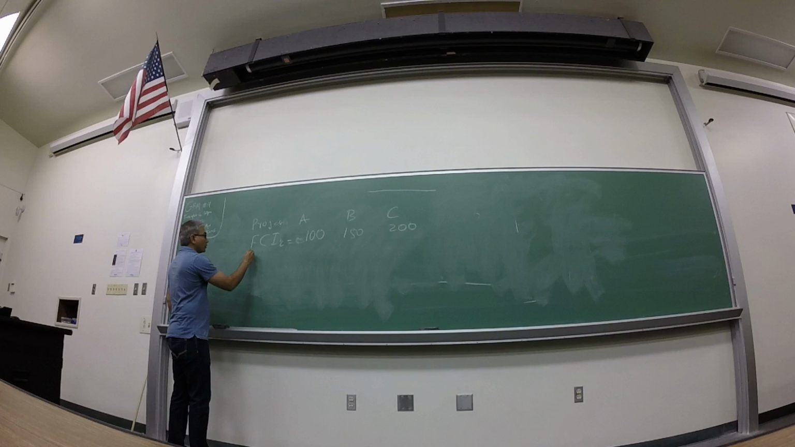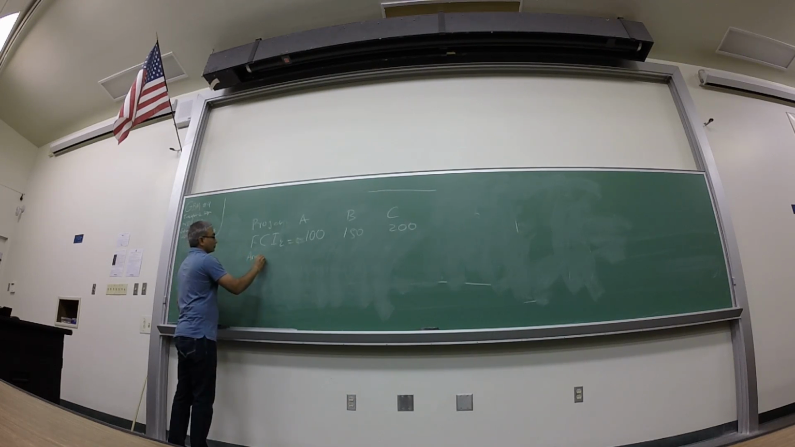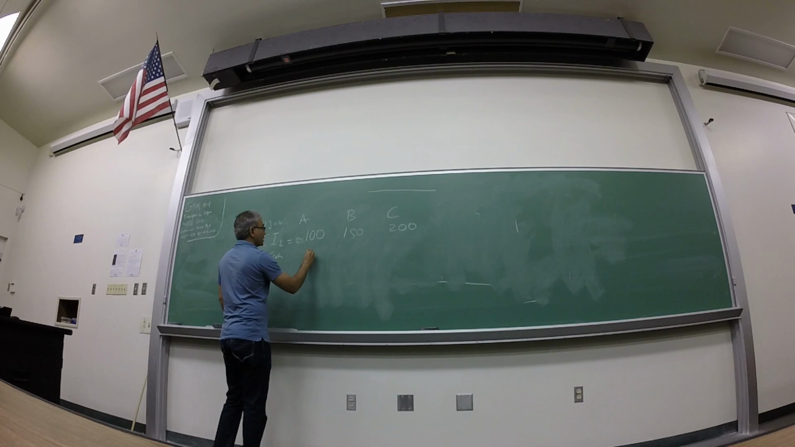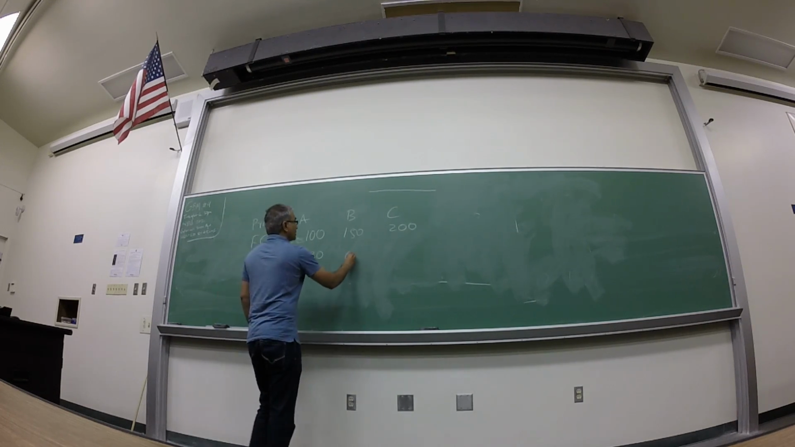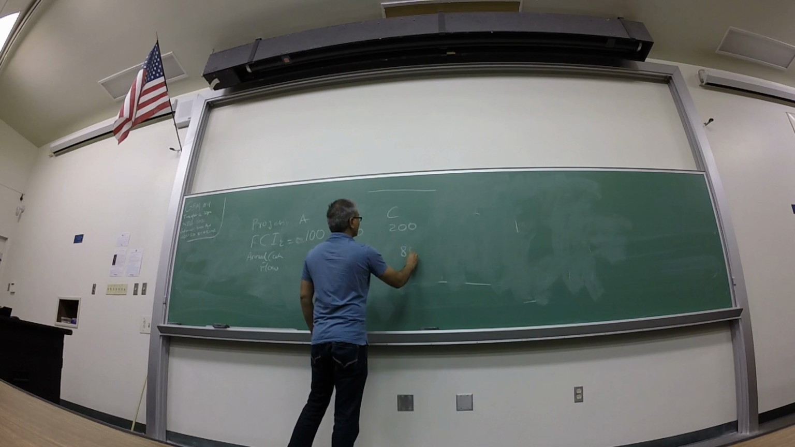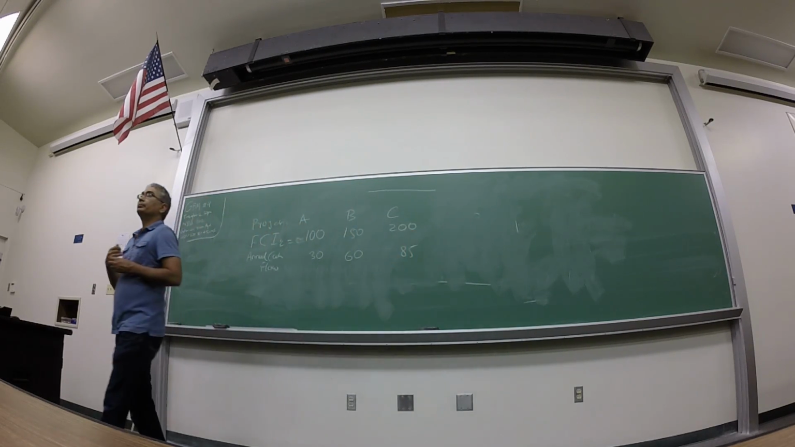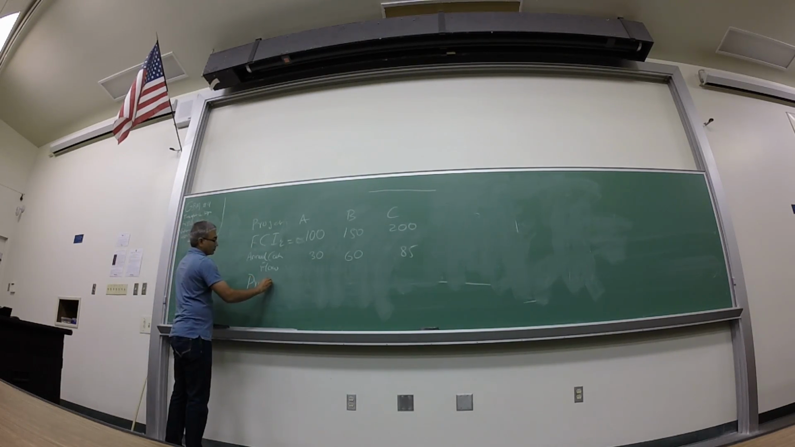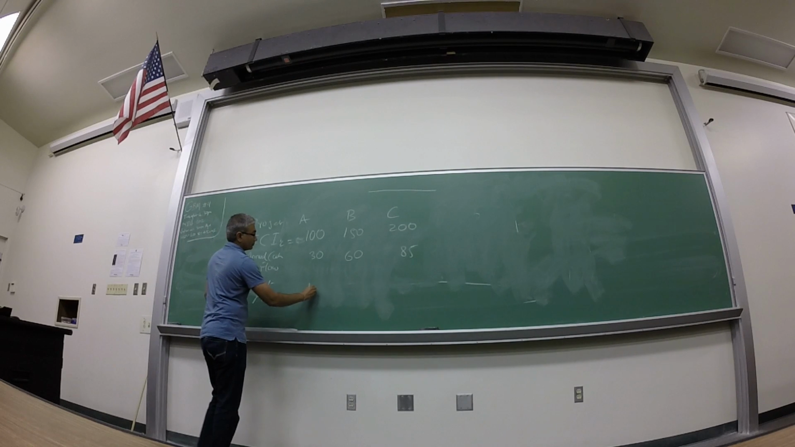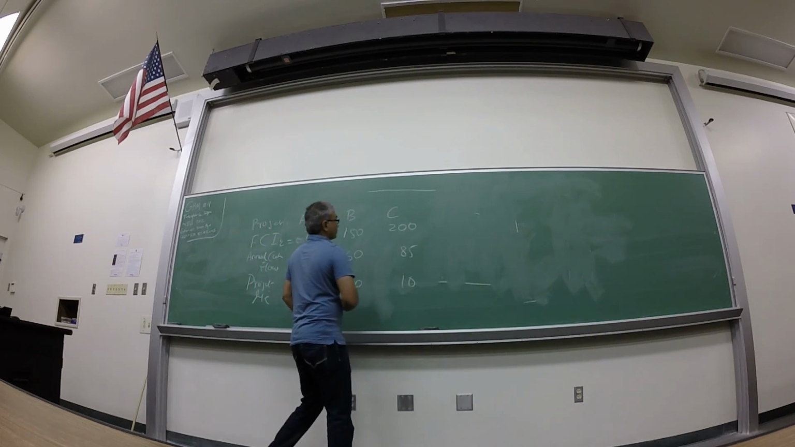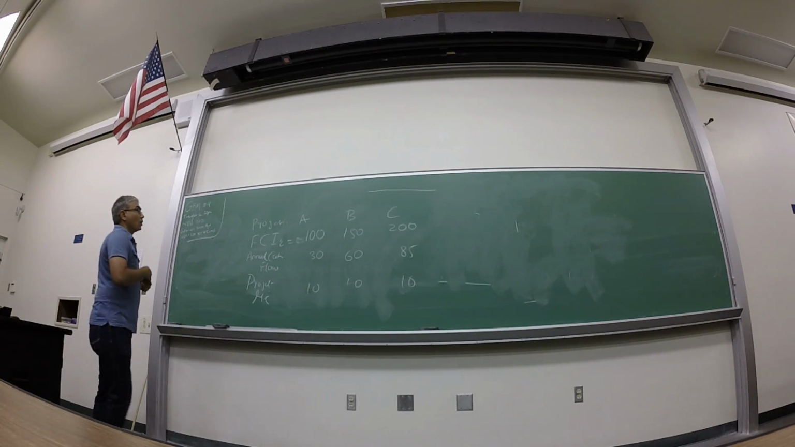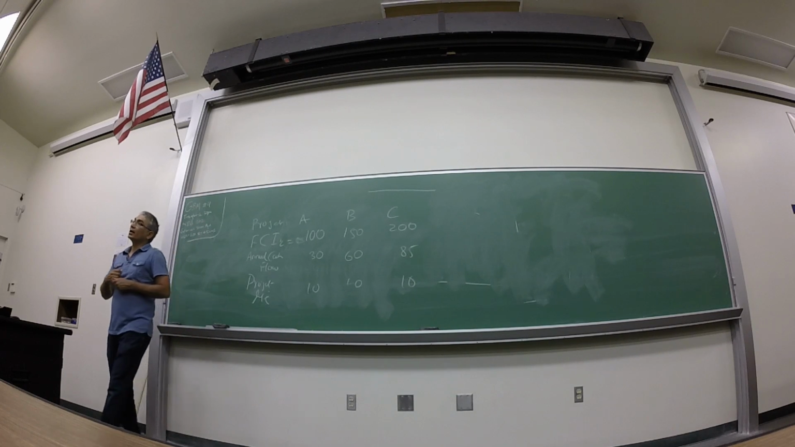So let's say the annual cash flow is, for these, 30, 60, and 85. Okay? And let's say the project life is 10 years in each case. Okay? And the decision you have to make is which of these projects is worth investing in.